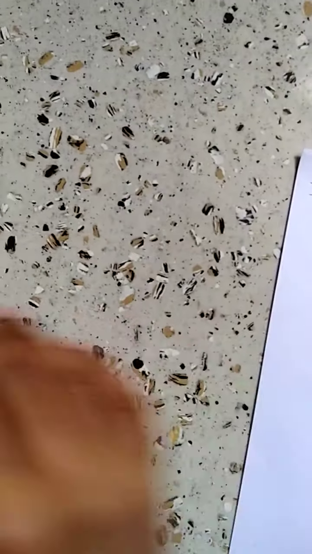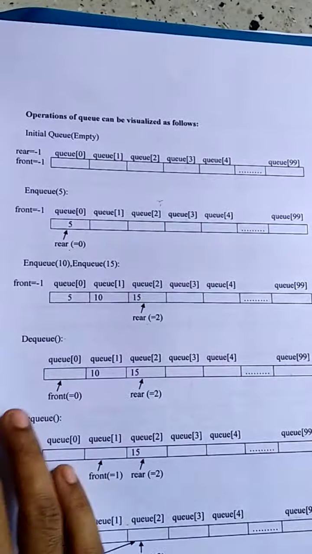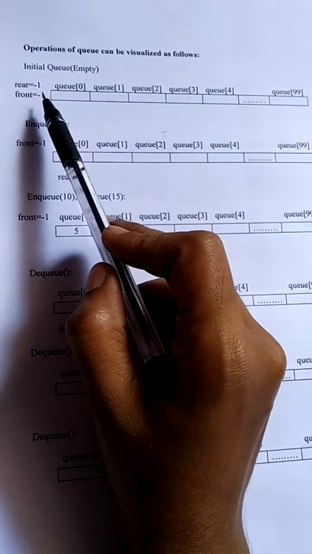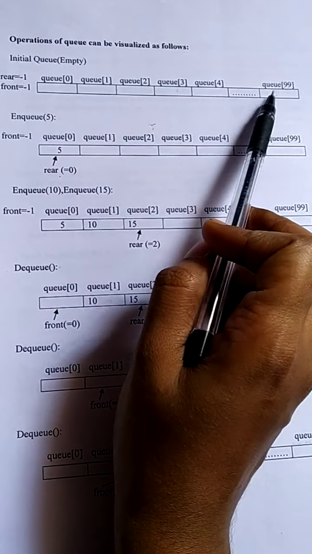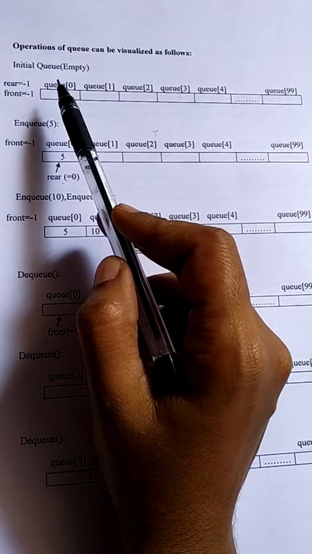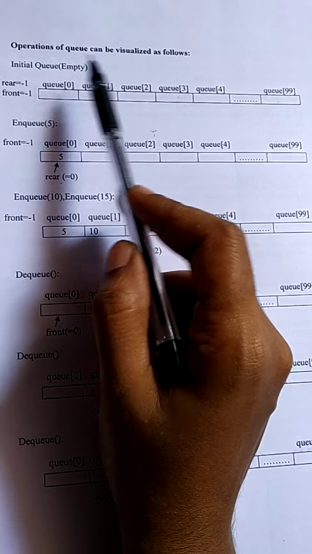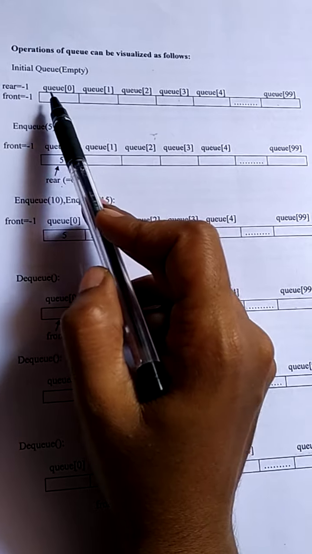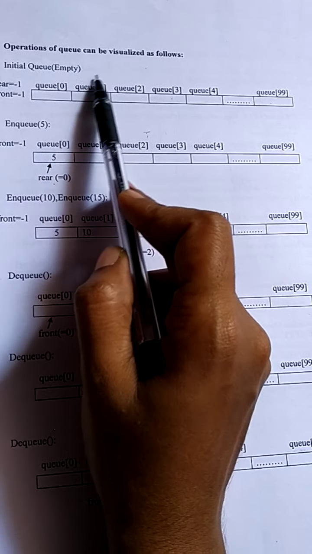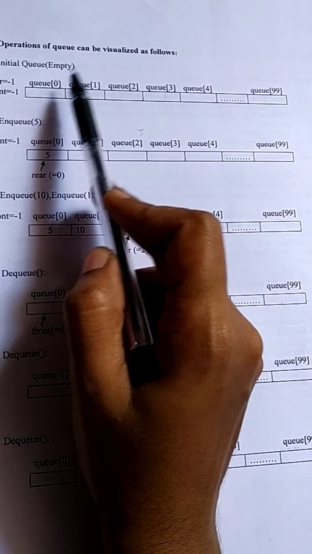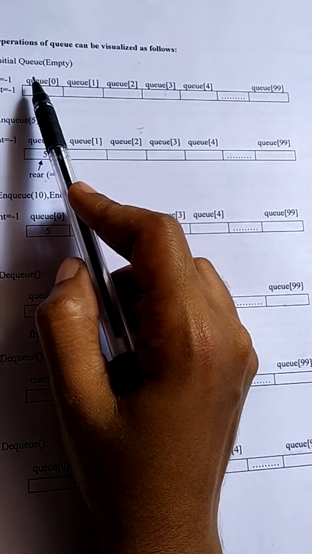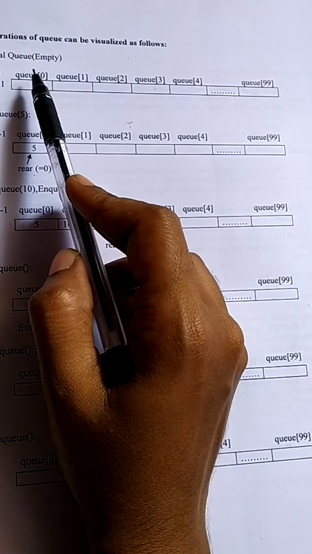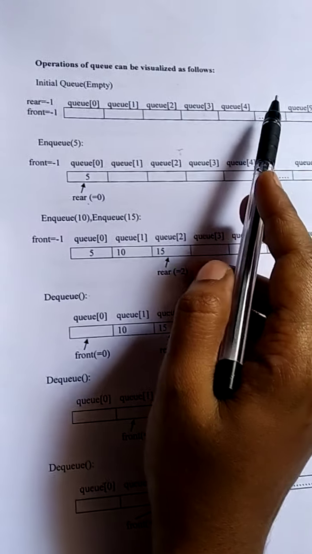Now we shall see the operations of Q in the array. I have created an array of 100, that is, it has the elements from 0 to 99. I have named the array Q, so Q of 100 is similar to A of 100. The index will be from A of 0 to A of 99. Likewise, here the array name is Q, so Q of 100 means it will have the values Q of 0 to Q of 99.